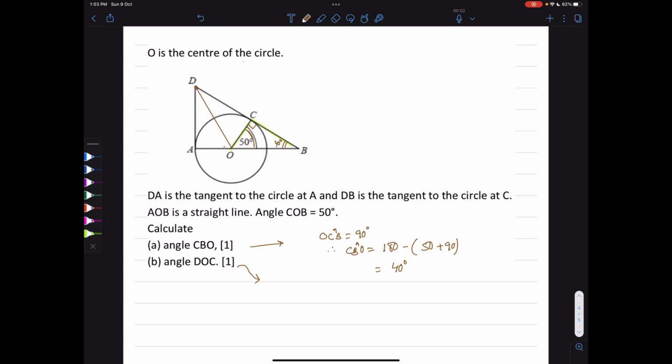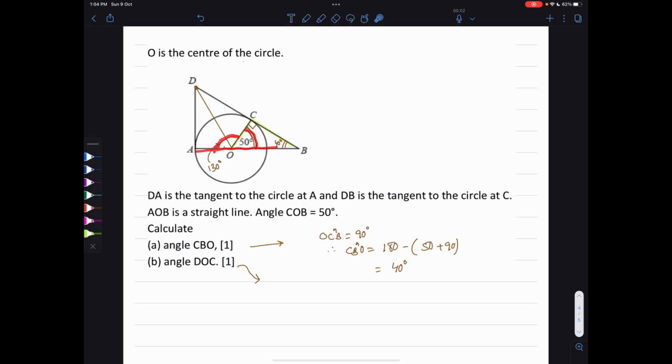So if I know that COB is 50 degrees, then COA is going to be 180 minus 50, that is 130 degrees. And why is that so? Because AOB is a straight line. Angles in a straight line are supplementary; the sum is going to be equal to 180. So if this angle is 50, this angle is going to be 130.